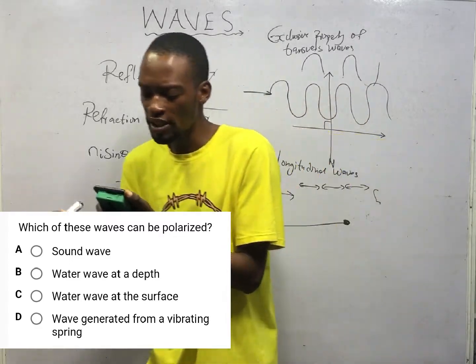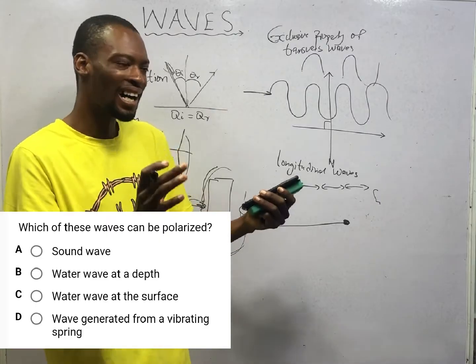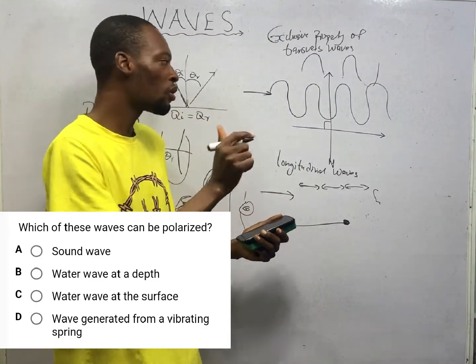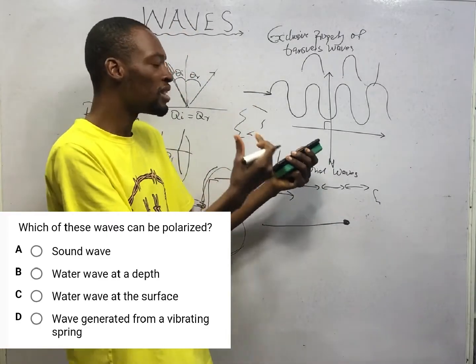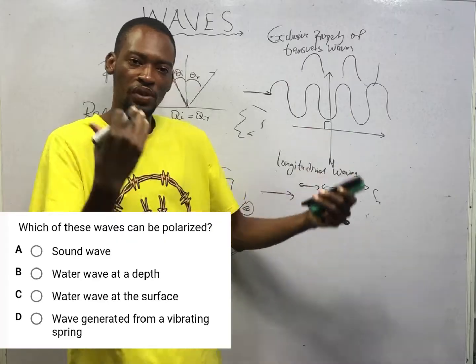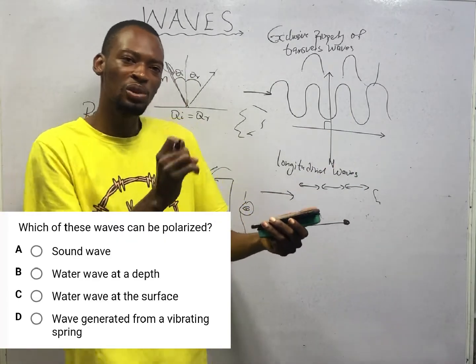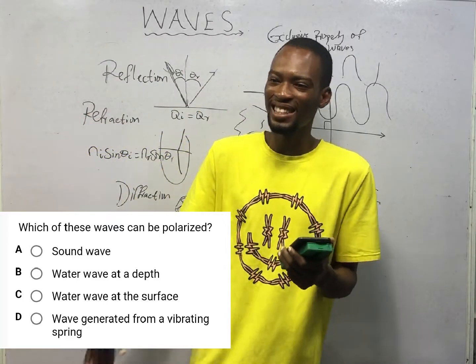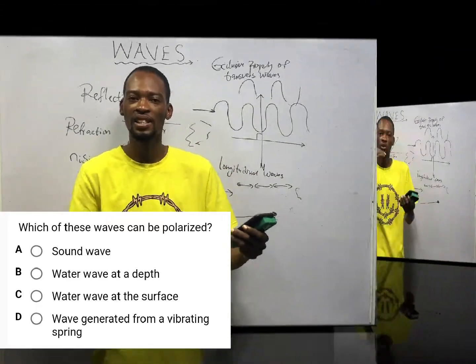Now look at the example, water wave at the surface. Water waves at the surface are transverse waves. When you disturb water, you notice that the waves at the surface move perpendicular to the particles of the water, they move perpendicular to the direction of the wave. So this happens mostly at the surface, because when you look at water wave at the depth inside, you will not be able to get that transverse wave.